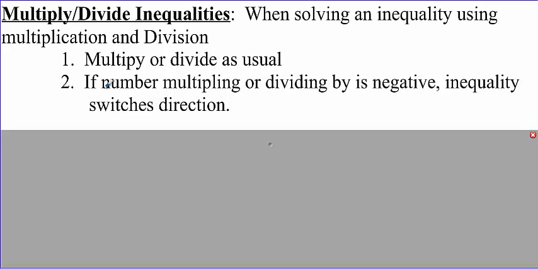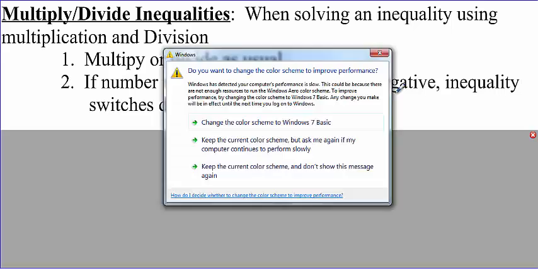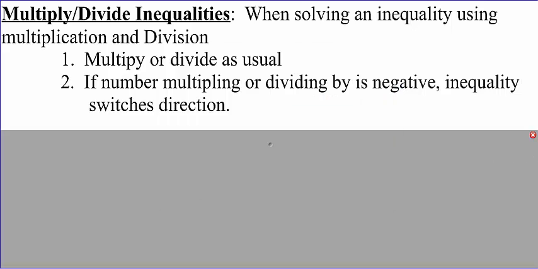Next, if the number you are multiplying or dividing by is negative, the inequality switches direction. So that's the only thing that's different solving inequalities compared to solving equations, is that when you multiply or divide by a negative number on both sides of the inequality, when that number is negative, the inequality will switch. So here are some examples.